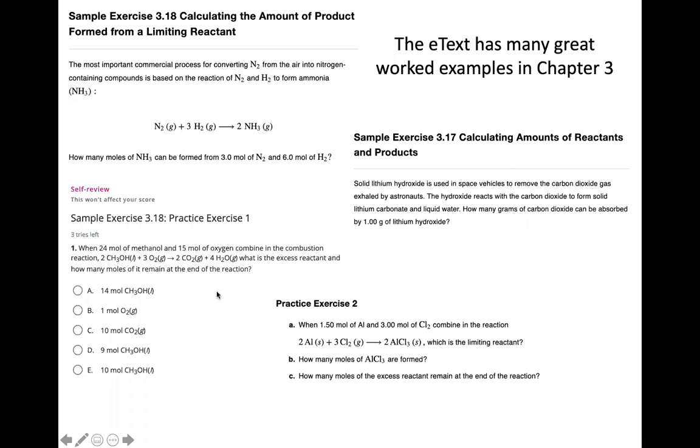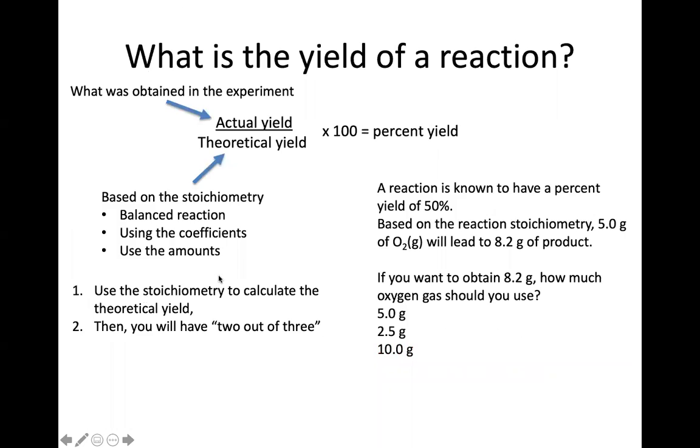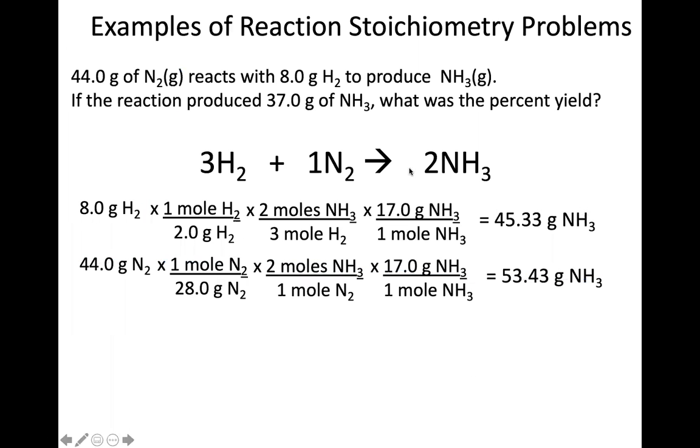So that's what's taking place here. Once you run out of one of the components, you got to stop making the product. And running out of one of the components means that you're making the smaller amount. Does that make sense?